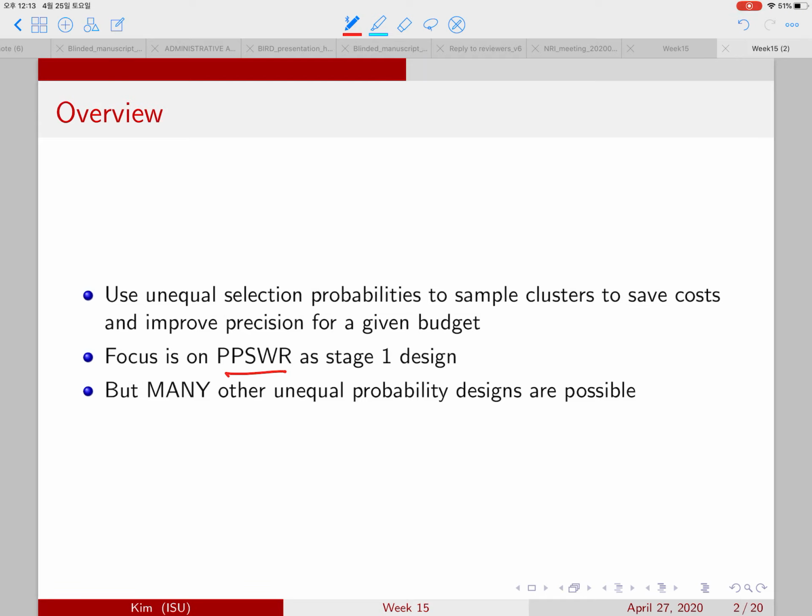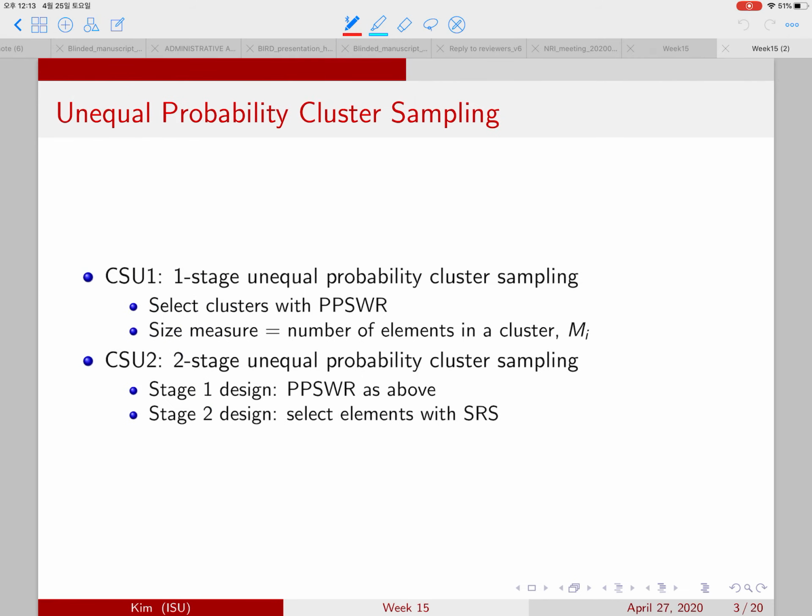The PPS sampling has been studied in the week 7 lecture as an element sampling, but we can use it in cluster sampling too. We'll focus on PPS sampling for stage 1 sampling, but many other unequal probability sampling designs are possible. In this class, we'll study two types of unequal probability cluster sampling designs.